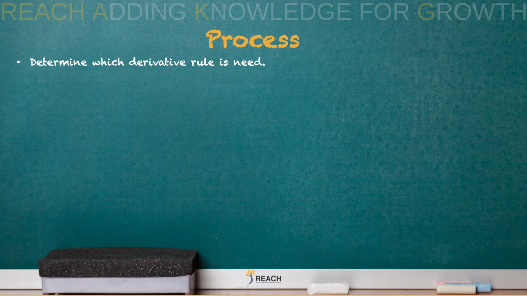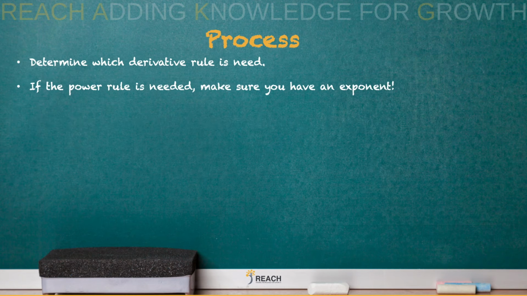So what's the process? Determine which derivative rule is needed. Is it a constant? Is it a linear? Is it a power? If the power rule is needed, you have to make sure you have an exponent and you bring it to the front and subtract 1.